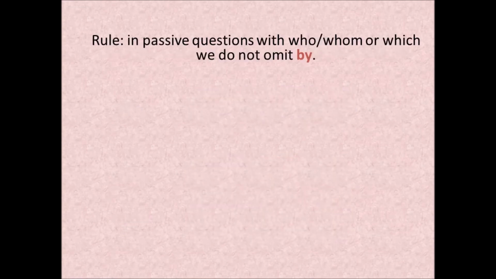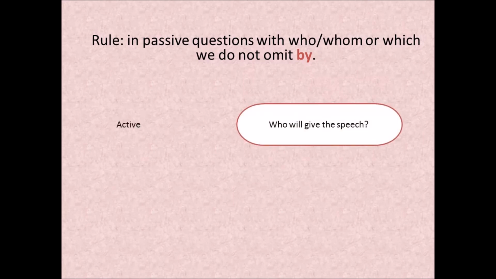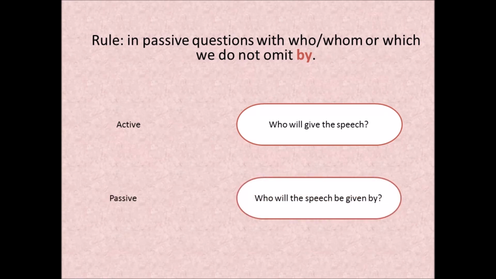In passive questions with who, whom, or which, we do not omit by. Compare these examples. Who will give the speech? Or, in passive, who will the speech be given by?